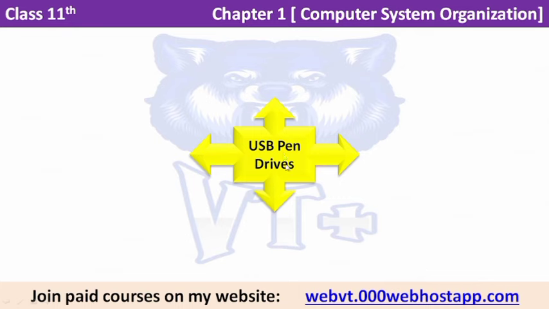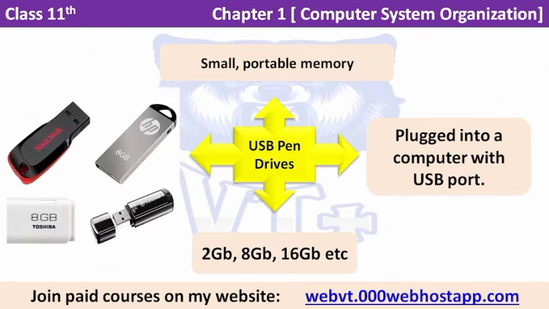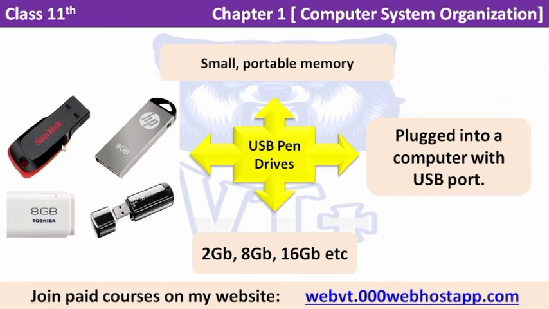The next one is the USB pen drive, and USB is the abbreviation of Universal Serial Bus. It is a small portable memory. You can simply plug it into a computer with a USB port. A pen drive's capacity is less than that of a hard disk, but much higher than a floppy disk or CD. Pen drives have a storage capacity of 2 GB, 8 GB, 16 GB, or multiples of 2, etc. And this is the image of pen drives that are available in the market to store data.